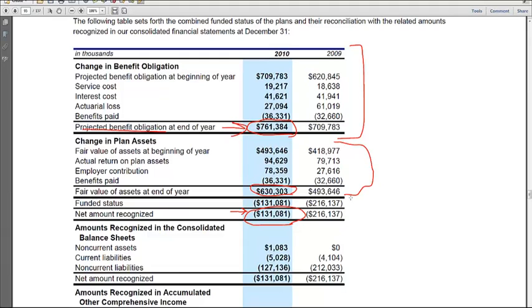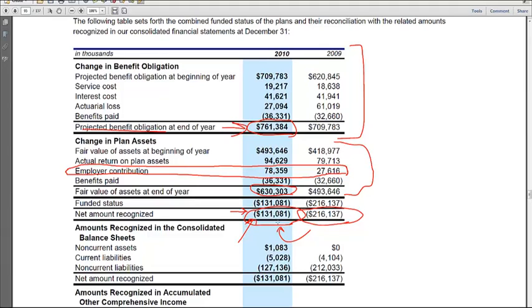And if you notice, in 2009, Vulcan was underfunded by $216 million. That's gone down to only $131 million. What happened? A big part of that is that Vulcan put more cash into its pension plan. They put more assets aside. And so here's the big thing to look for. If this net amount recognized, this underfunding, is big and negative, there's a good chance that Vulcan's going to have to put more cash into their pension plan in the future.